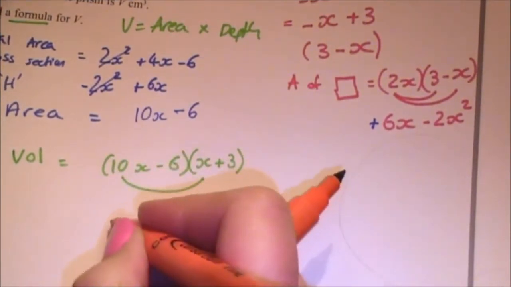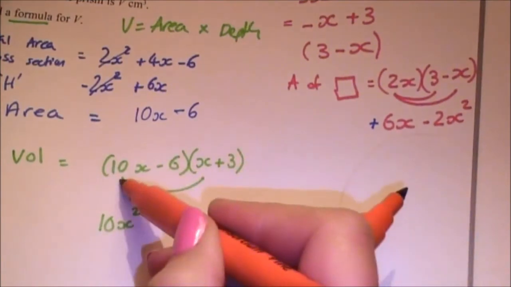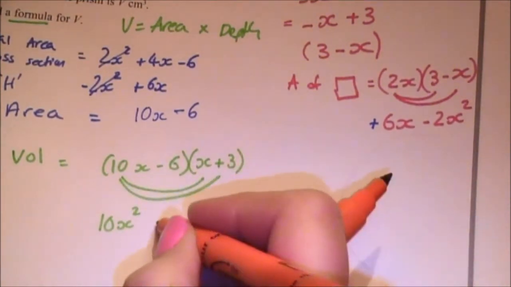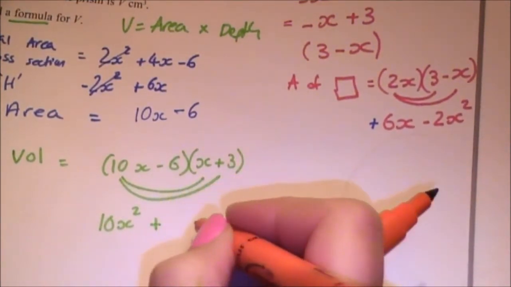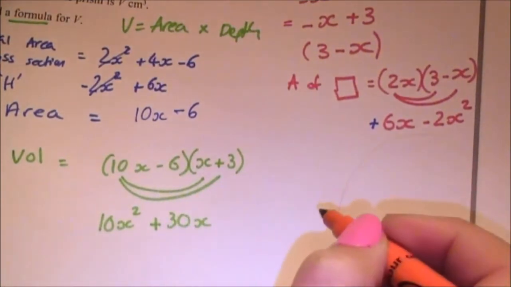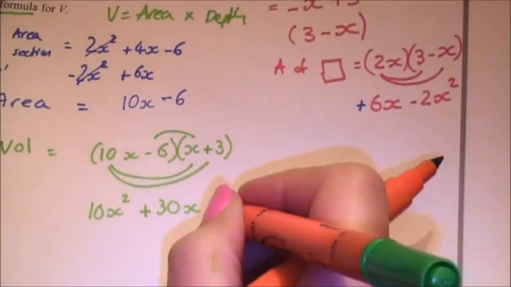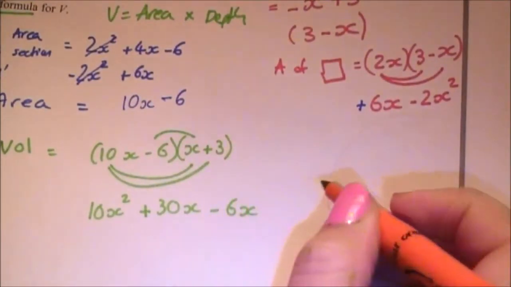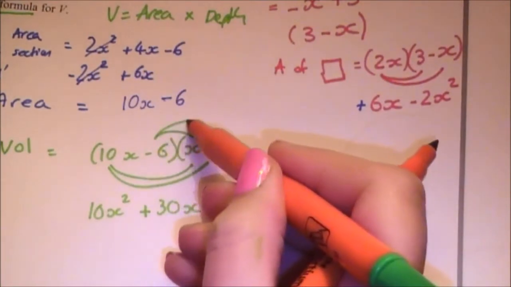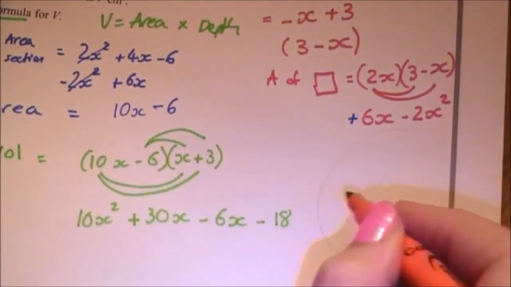10x times by x is 10x squared. 10x times by positive 3 is positive 30x. Negative 6 times x is negative 6x. Negative 6 times positive 3 is negative 18.